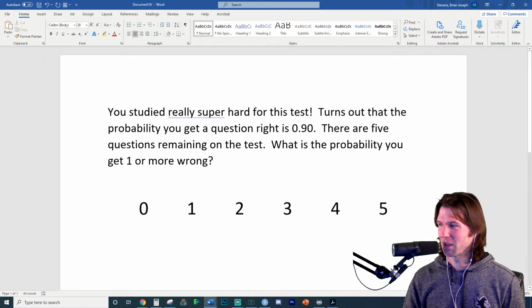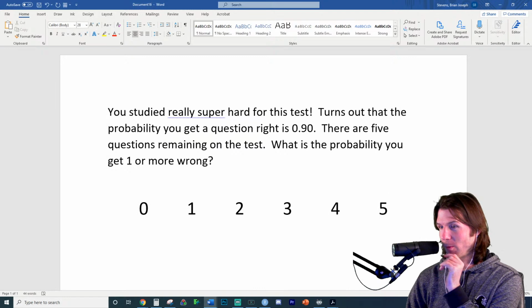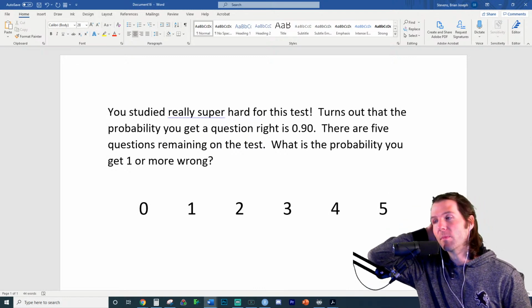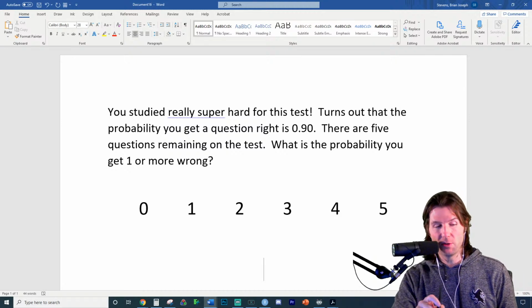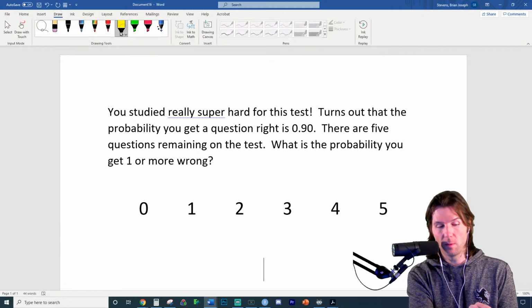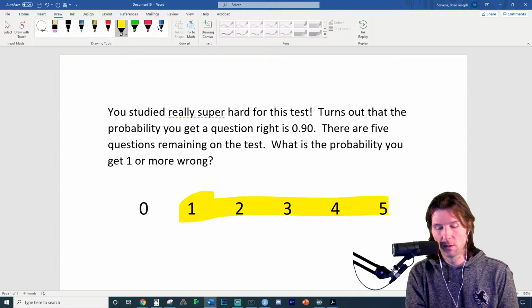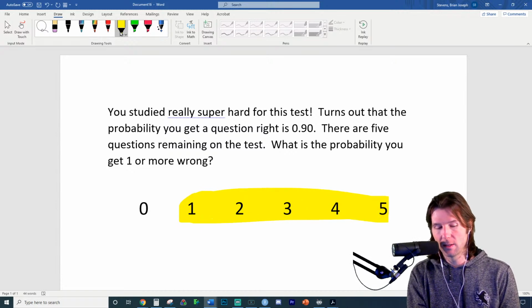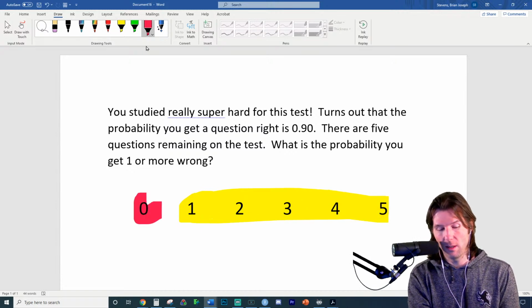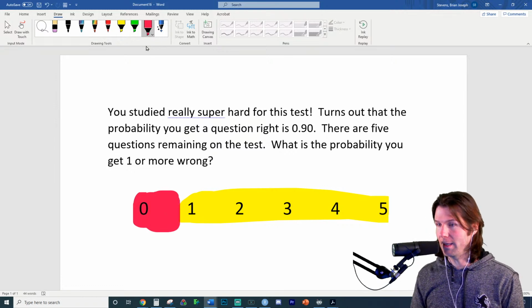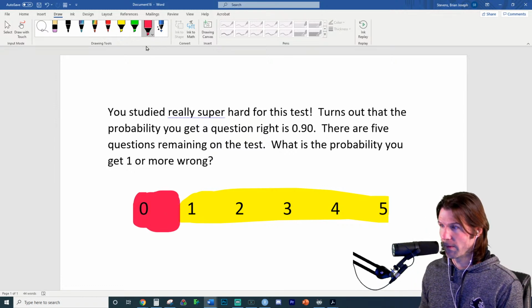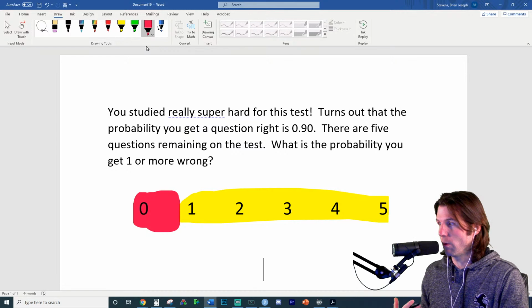We don't have silence. So you'll either get 0 wrong, 1 wrong, 2 wrong, 3 wrong, 4 wrong, or 5 wrong. So what we're interested in right now is you get 1 or more wrong. We're interested in this. We are not interested in this. We're not interested in you getting 0 wrong. How can we describe someone gets 0 wrong?